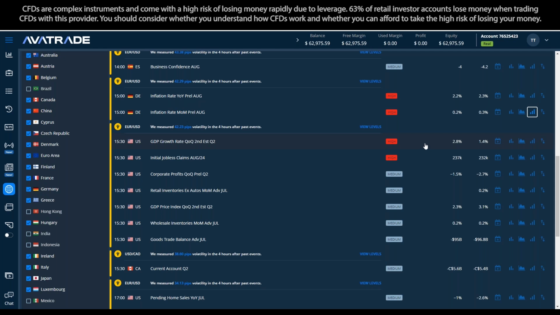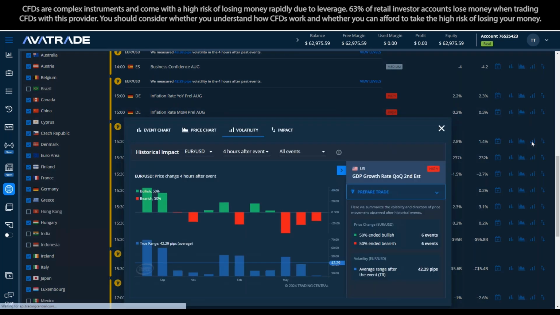And so we see the expectation is that the GDP growth rate will go up from 1.4% to 2.8%. That would be a 100% increase from the last announcement with this data. So from 1.4 to 2.8% GDP growth rate. Let's take a look at what's happened in the past with this announcement.